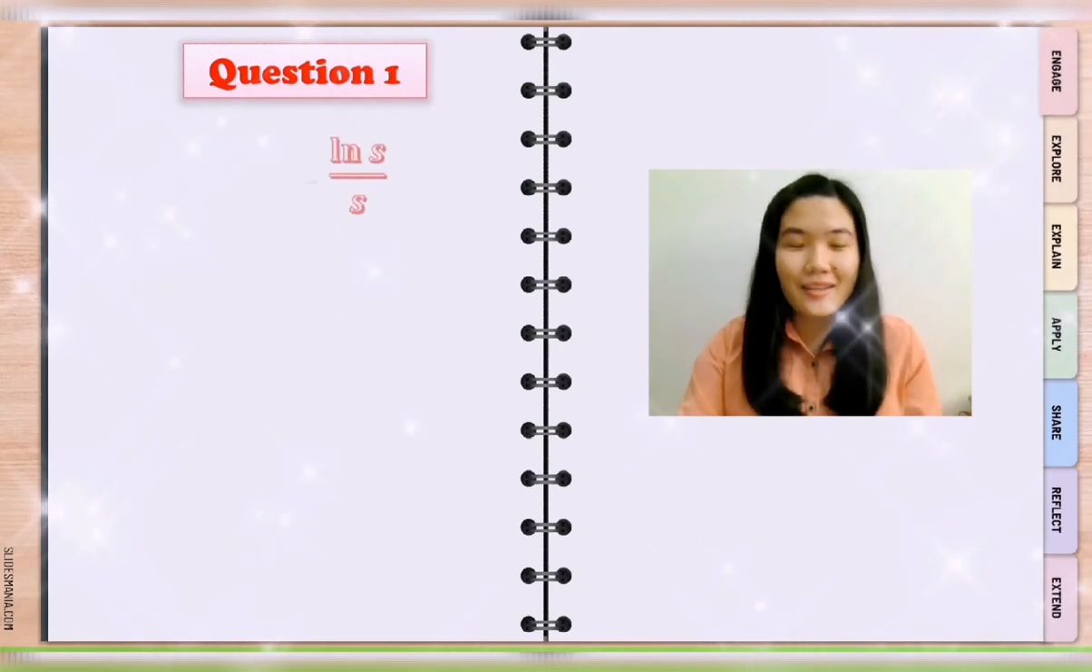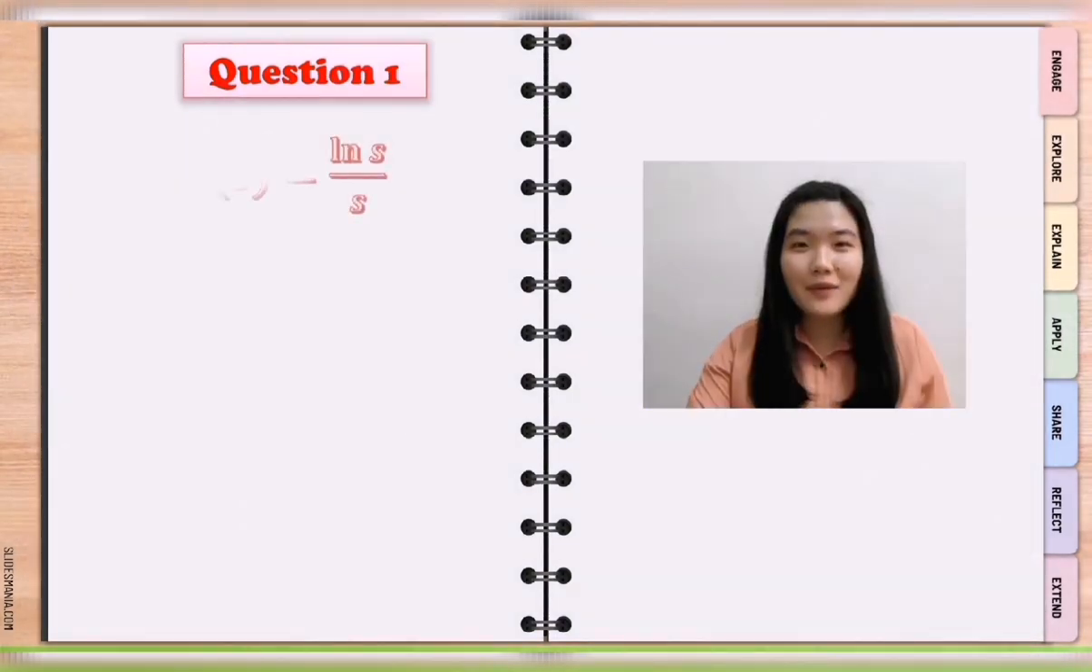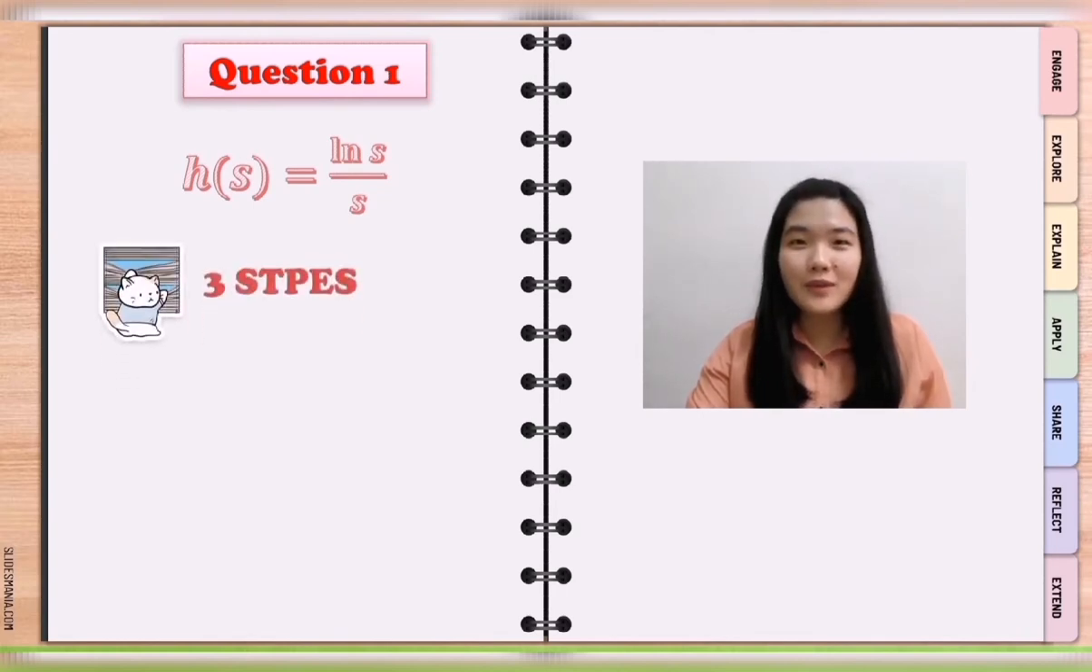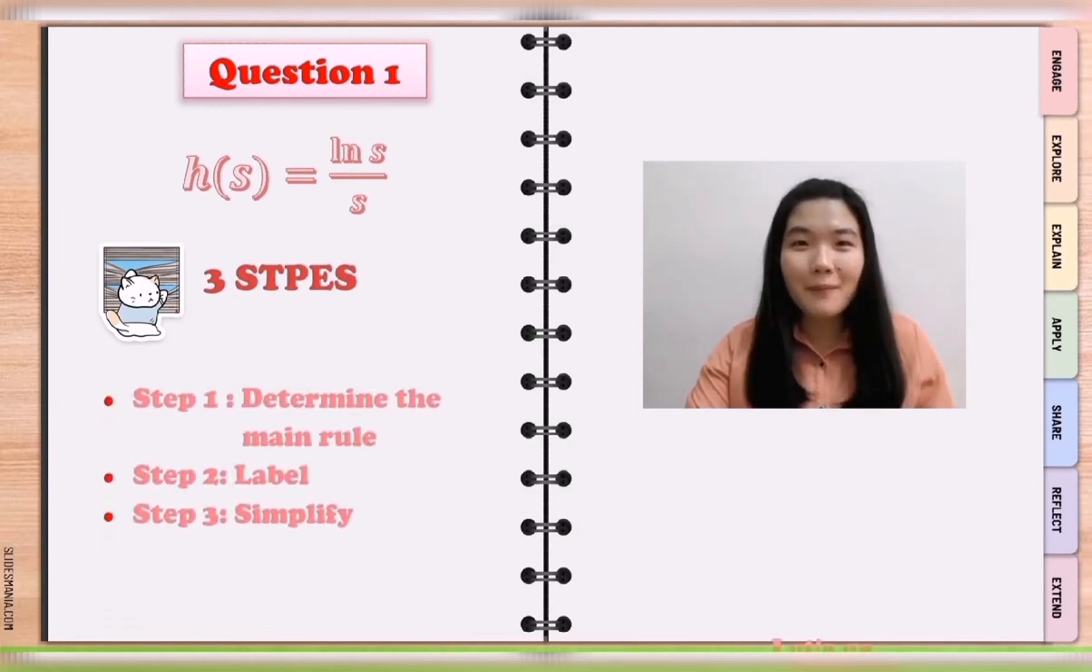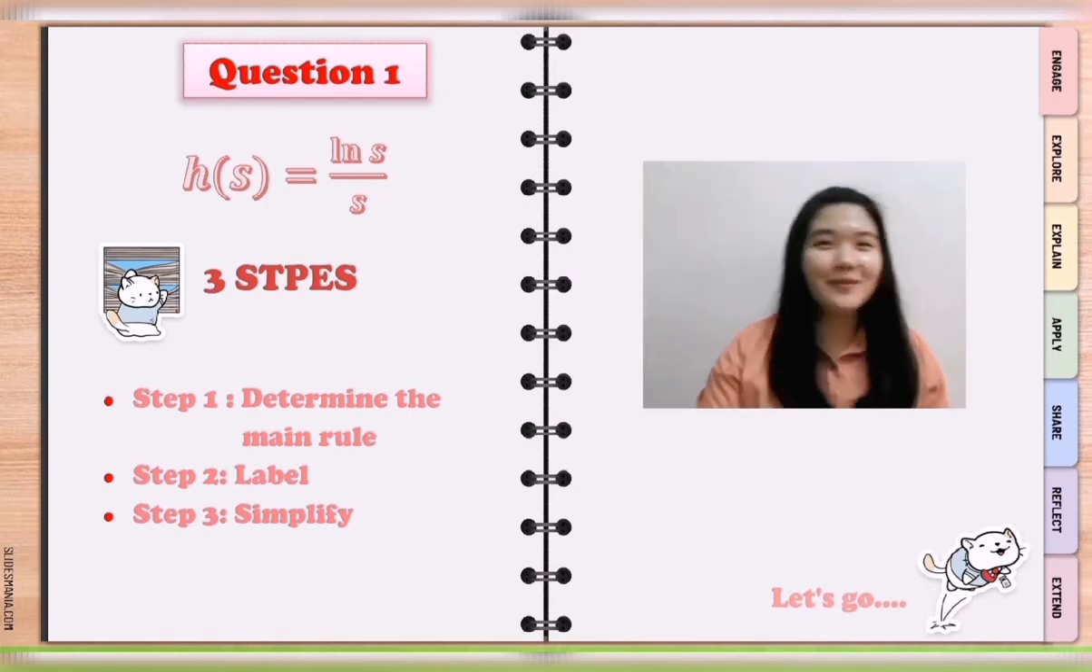Salam sejahtera and a very good day to Miss and my friends. I'm Jia Yu. I would like to explain how to solve this question, which is h of s equal to ln s over s. In order to solve this question more easily, we need to divide the solution into 3 steps, and we do it step by step. Are you ready? Let's go!